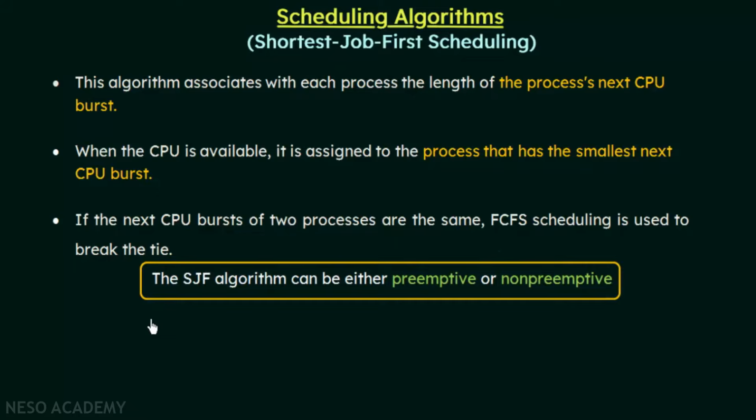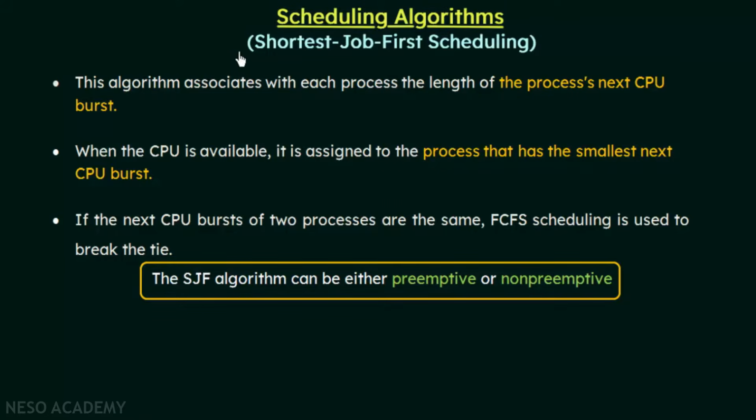Another very important thing that we need to know is that the SJF algorithm, that is the shortest job first algorithm, can be either preemptive or non-preemptive. We have already discussed the meaning of preemptive and non-preemptive. The previous algorithm, first come first serve scheduling, was a non-preemptive algorithm. That means when the CPU is being used by a particular process, that process cannot be preempted. It cannot be disturbed until that process completes its execution or goes to a waiting state. No other process can come and take the CPU away from it.